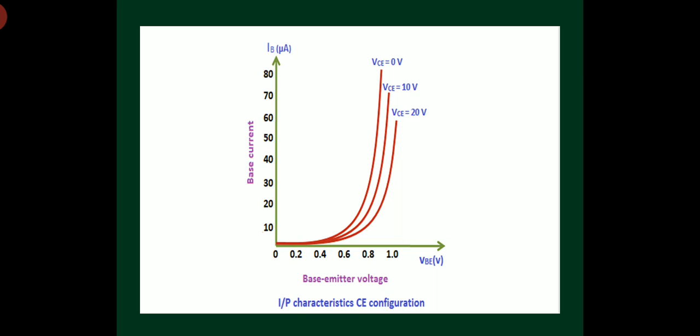From these characteristics, we can see that for higher fixed values of output voltage VCE, the curve shifts towards the right side. This is because for higher fixed values of output voltage, the cut-in voltage is increased above 0.7 volts. Therefore, to overcome this cut-in voltage, more input voltage VBE is needed than in the previous case. That's why the graph shifts towards the right side. So this is about input characteristics.